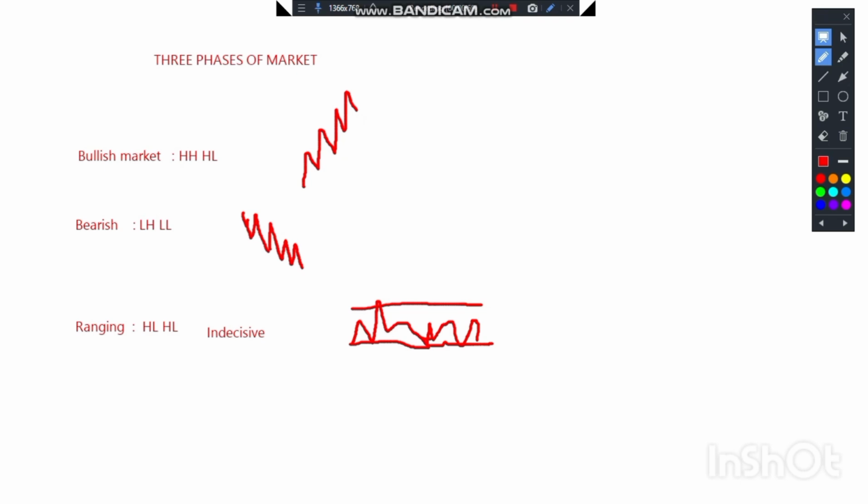Now let's dive into the main topic. We know that the market moves in three phases. This is actually basic information. We have a bullish trend market that is making a series of higher highs and higher lows, and then we have a bearish market. This is characterized by lower highs and lower lows, and then we have a ranging market where the market consolidates without any clear direction.